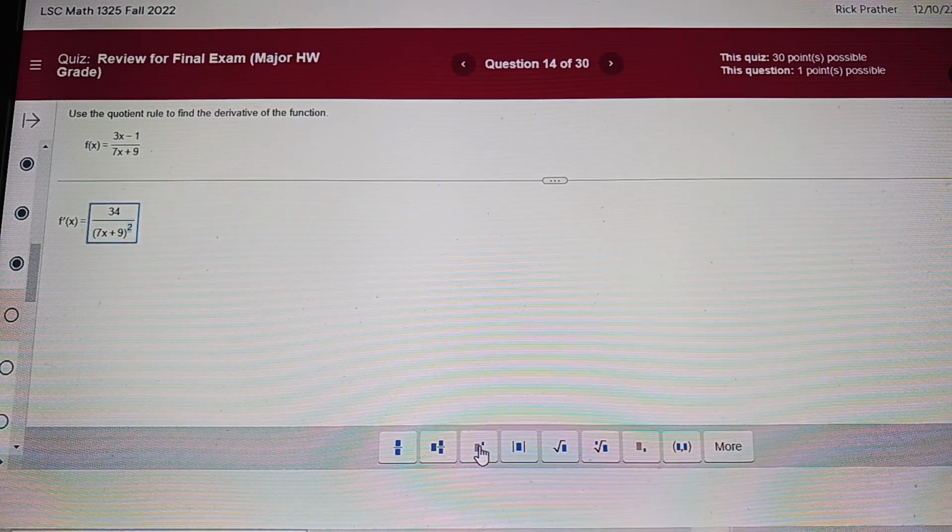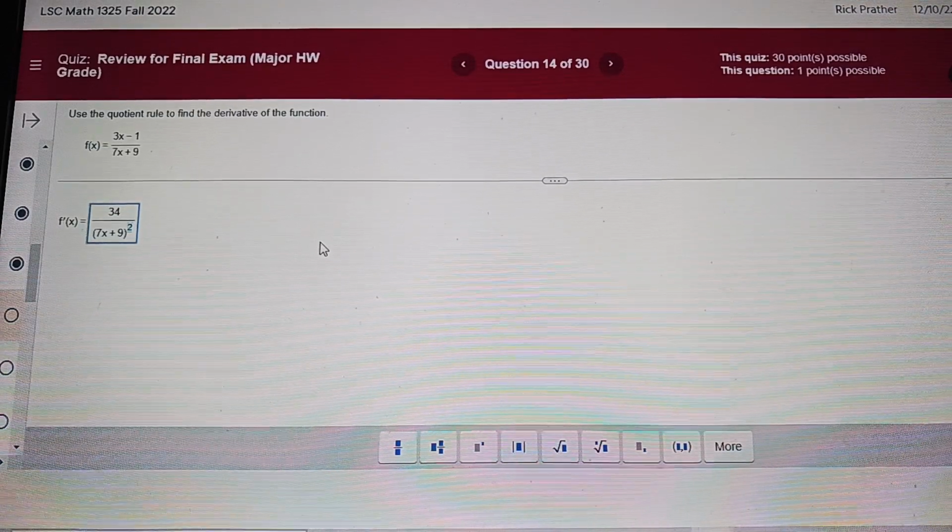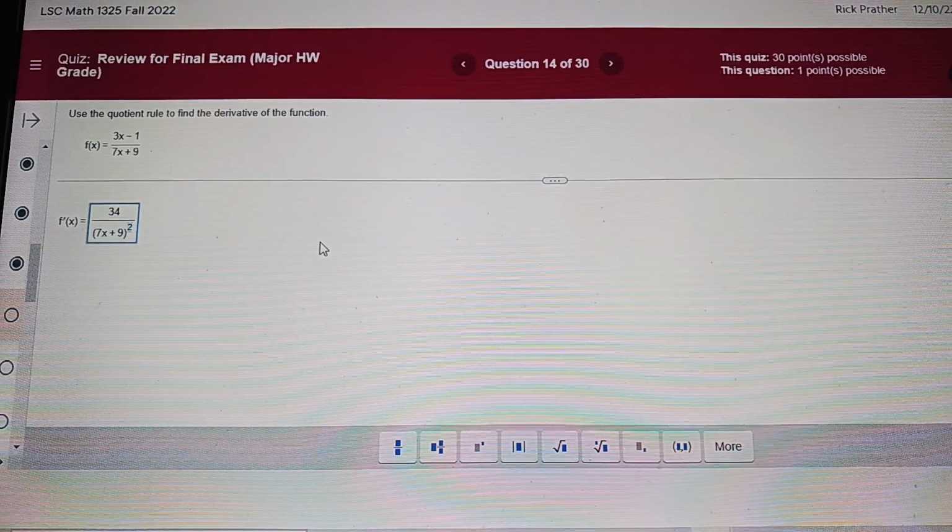But you have to look and just make sure that in a rare case, there can't possibly be a 7x plus 9 on the top. As long as you know that that's for sure not going to happen, then you don't have to worry about simplifying the numerator more than whatever we just did to it.